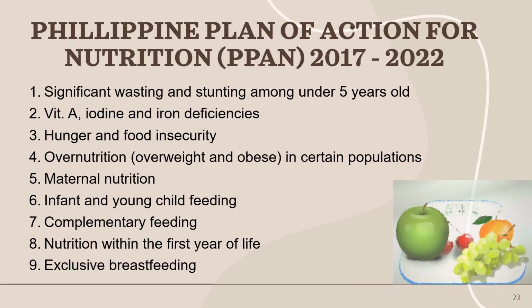Now, we mentioned this earlier, the Philippine Plan of Action for Nutrition. So I think this is also in your DPC review notes. So basically, the thrusts of this particular program is its aim to reverse significant wasting, certain deficiencies, and hunger and food insecurity, address overnutrition, address maternal nutrition, infant and young child feeding, complementary feeding, ensuring adequate nutrition within the first year of life, and the promotion of exclusive breastfeeding, especially for infants up to 6 months. And of course, breastfeeding is best for babies up to 2 years.